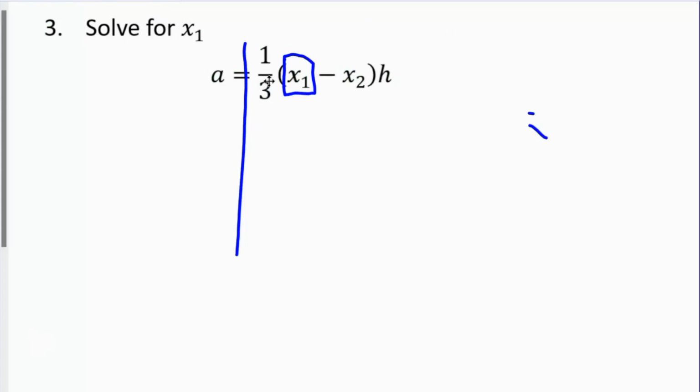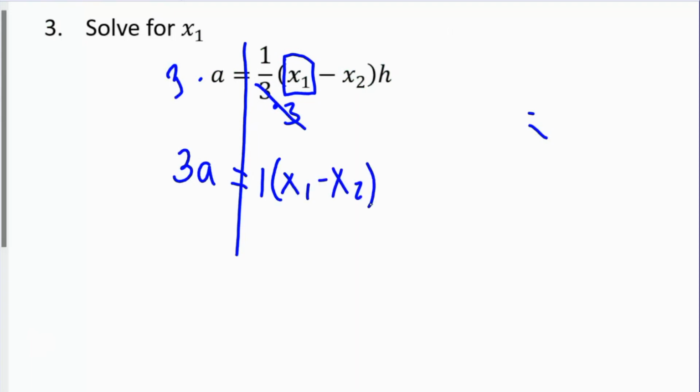So if I want to get rid of the fraction, I'm just going to do opposite operation. So if I times by 3, I get rid of the fraction. Whatever I do to one side, I must do to the other. Your 3's are going to cancel out. 3 times a equals 3a. And then I'm going to write down whatever I have left. All right, now 1 times anything is itself, so I can actually get rid of that 1.